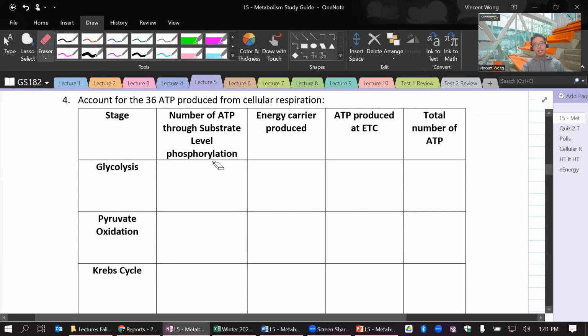How many net ATP did we produce in glycolysis? Does anybody recall? We wrote it down a couple times now, right? You should know, and we did the poll question. 2, net 2. That's right. So through substrate level phosphorylation, with the help of an enzyme, we're going to be producing 2 ATP. And again, this is net. In terms of energy carrier, we have 2 NADH.